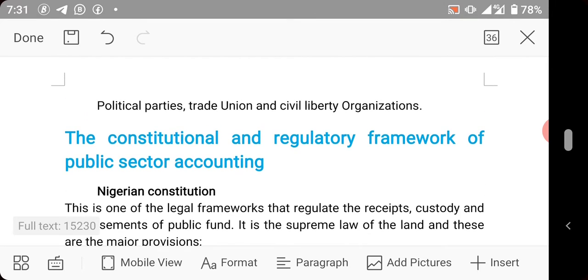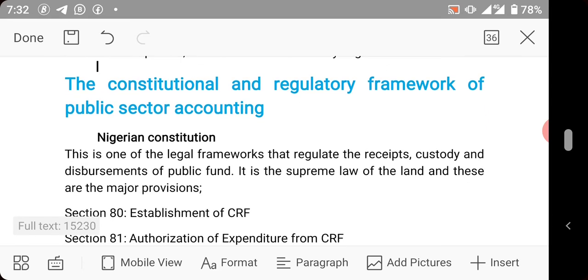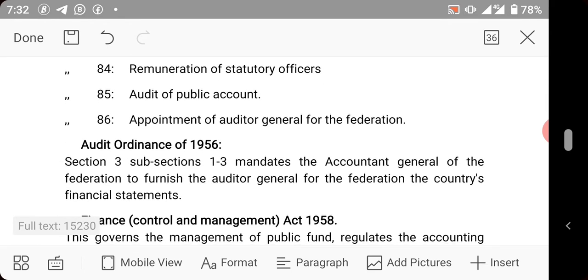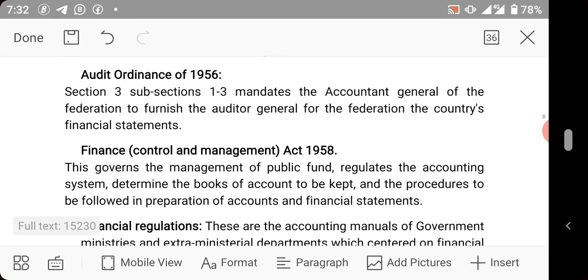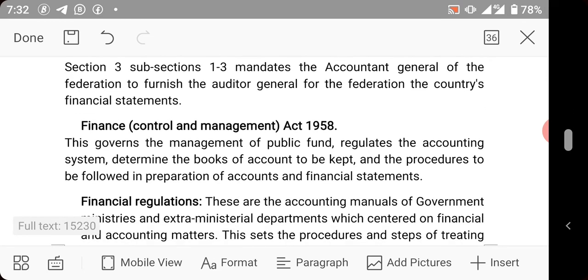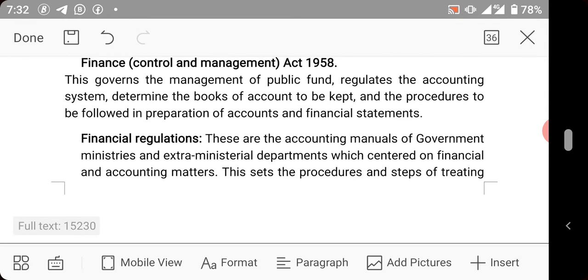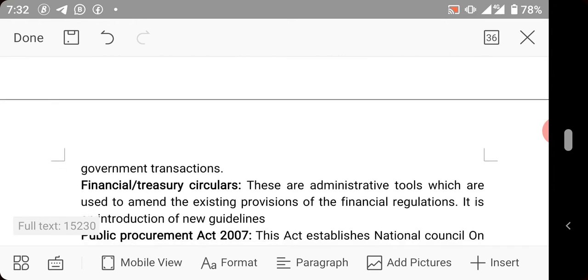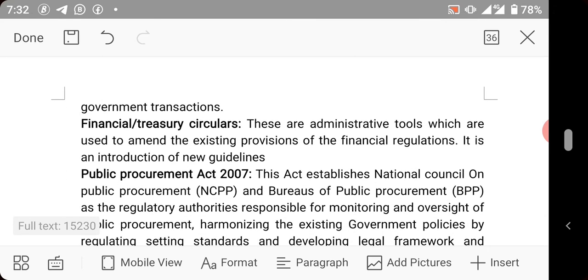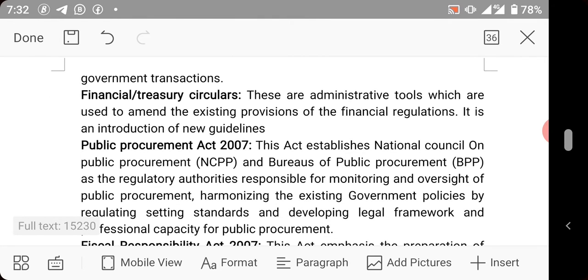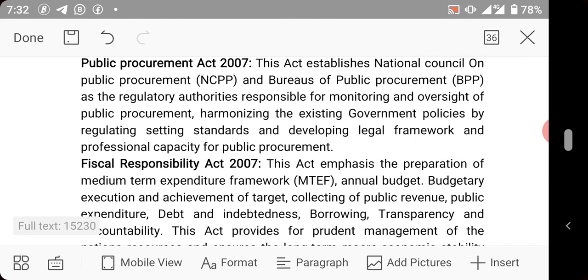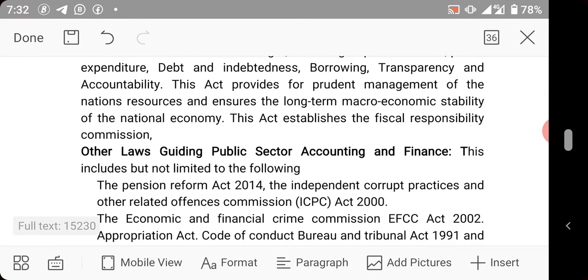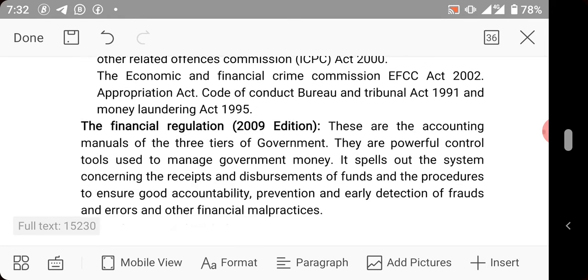So we'll be looking at the constitutional regulatory framework of public sector. What are the laws that regulate public sector accounting? That is what we are going to be looking at. The first one is the Nigerian Constitution. You understand? The second one is the Audit Ordinance of 1956. The third one is the Finance Control and Management Act 1958. Financial regulations. These are in the notes. You can read them up. Financial or Treasury Circulars. Public Procurement Act 2007. Fiscal Responsibility Act 2007, other laws guiding public sector accounting and finance, and all that.